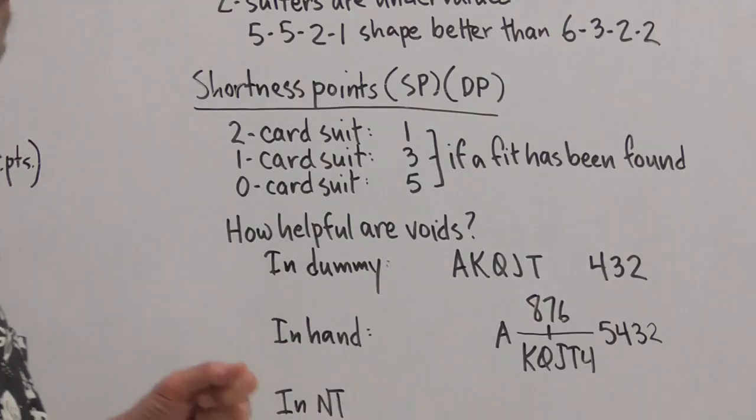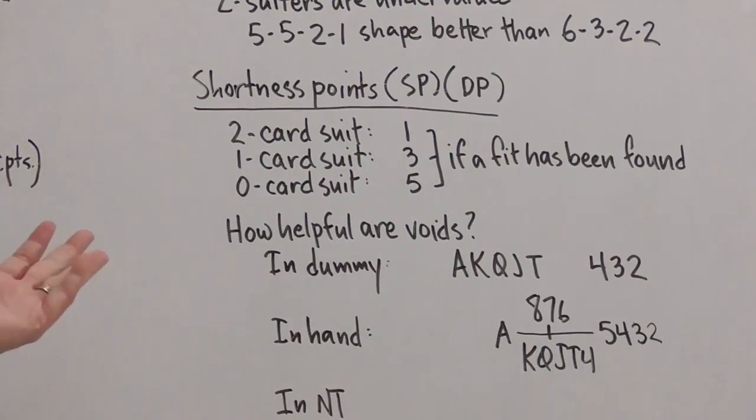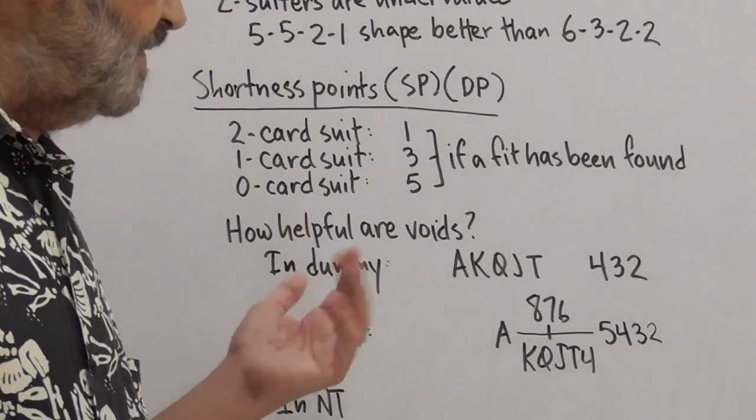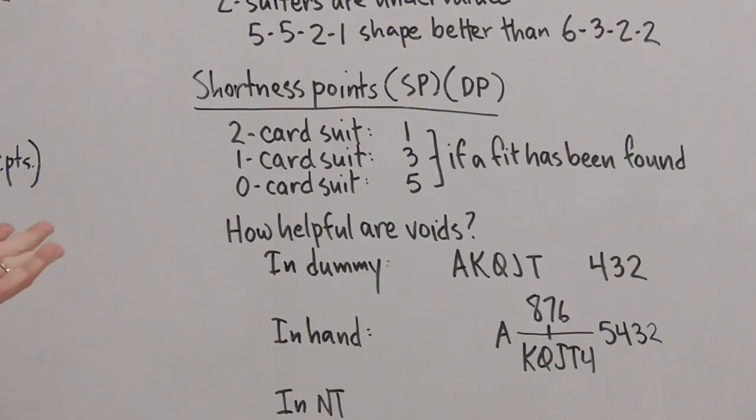Okay, is that going to be a good thing for us? Well, in a sense it is. We can stop the hearts. But the opening lead will be a heart, probably, and we'll have to ruff. Now we're down to 4 trump.